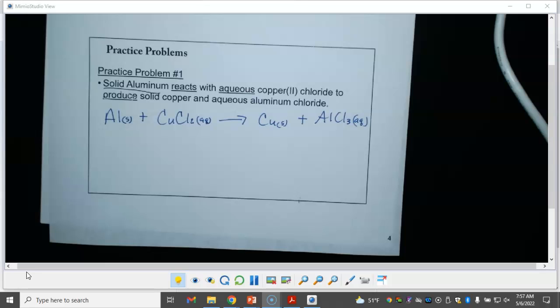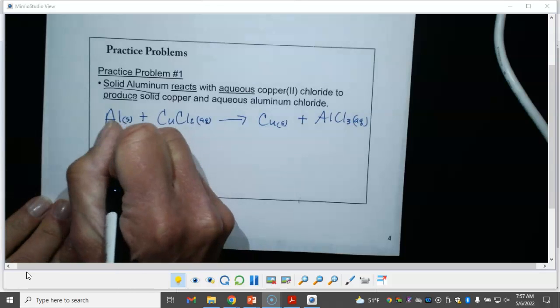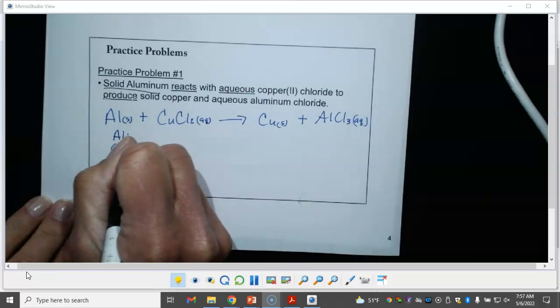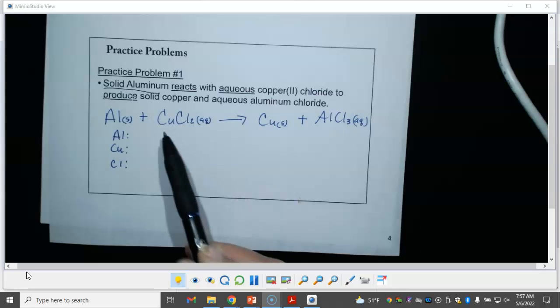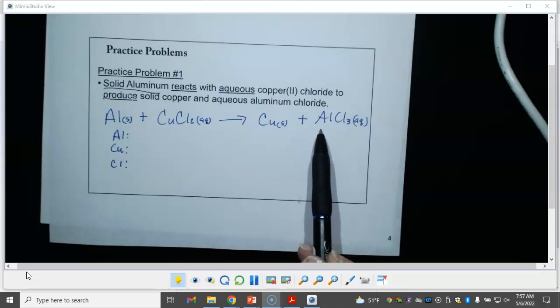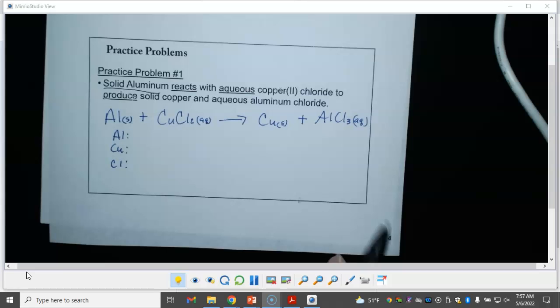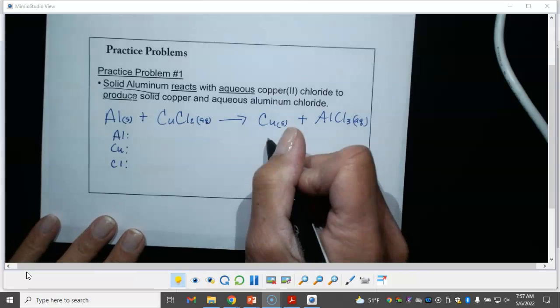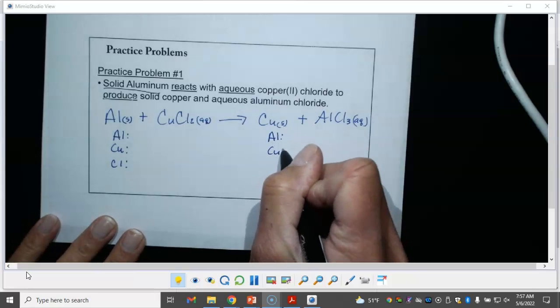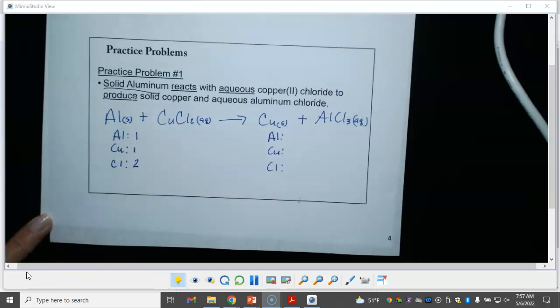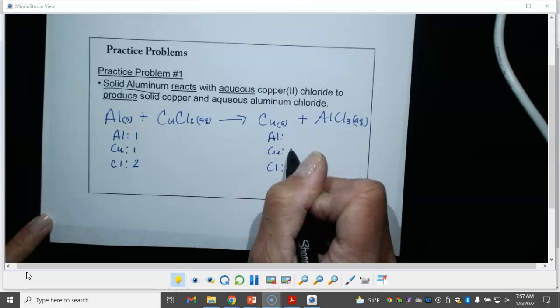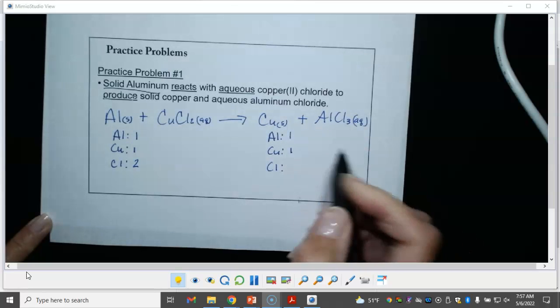Yeah. Okay, so let's go ahead and list our elements out. We have aluminum on this side. We have copper on this side. We have chlorine on this side. And we'll always have the same elements on the left-hand side as the right-hand side because of the law of conservation of mass. You can't just have a different atom or element pop up that isn't already in your starting substances. So aluminum, copper, chlorine. I have 1 aluminum, I have 1 copper, I have 2 chlorine. On this side, I have 1 copper, I have 1 aluminum, and I have 3 chlorine.